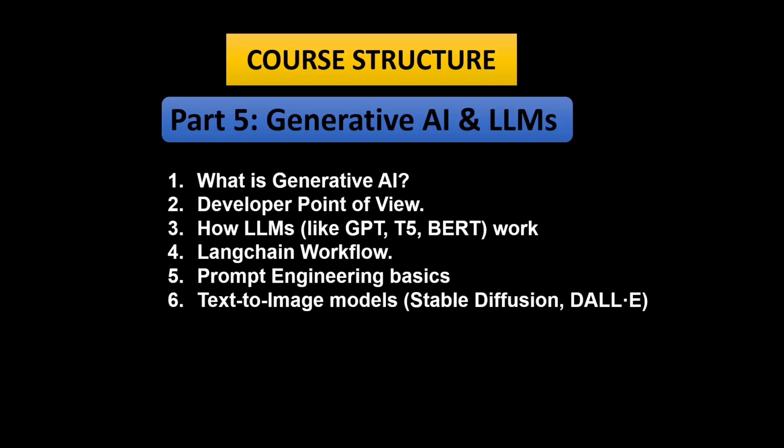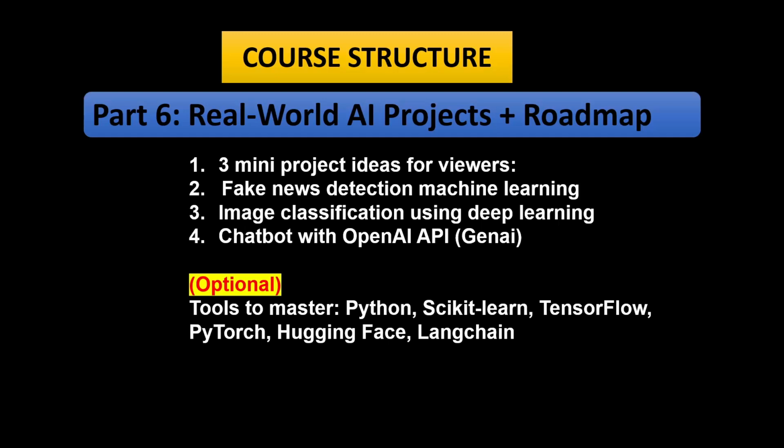So here first we will see what is generative AI. Then we will see the developer point of view for these two parts, right? And then we will see LLMs like GPT, T5, BERT, etc. Then we will give some overview of LangChain, how you can build some chatbots with the LangChain framework, and then we will see prompt engineering basics. And I will also include in this part Stable Diffusion and DALL-E overview, like how you can create an image with a text prompt.